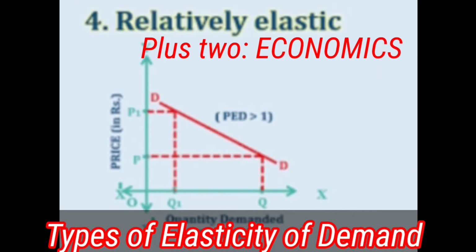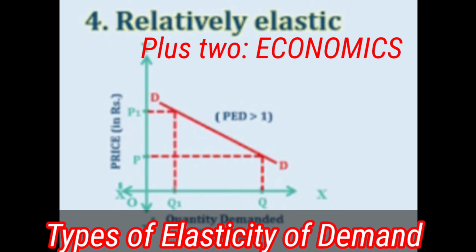That's why it is equal to 1. Now, relatively elastic demand. Here you mark that PED or ED is greater than 1. Here the percentage change in price brings a greater percentage change in demand. Suppose there is a 5% change in the price of sugar. It will bring a 10 or 15% change in the quantity demanded. So we are measuring here the percentage change in the price and the percentage change in demand.